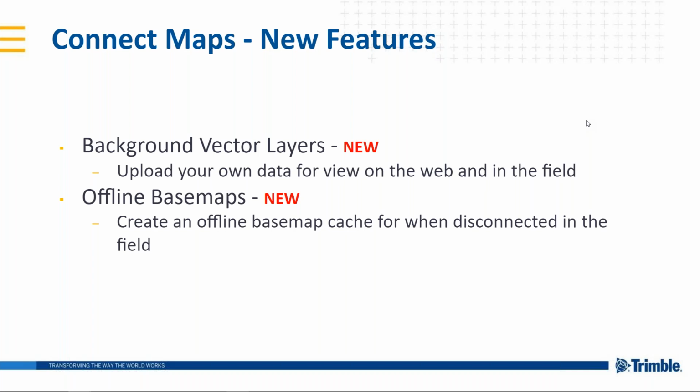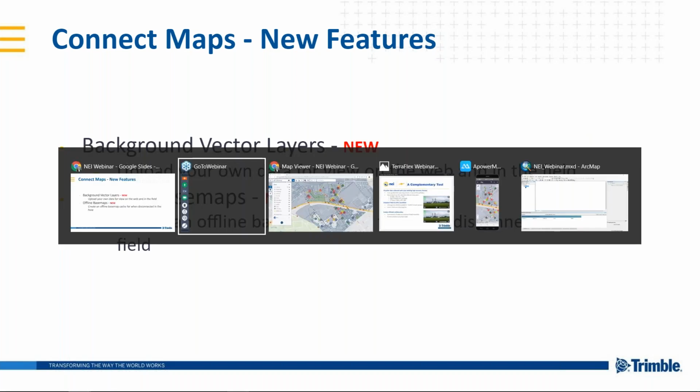In addition, we've also added the ability to clip out the standard base map, the street layer, as a base map, so that the field user can add that sort of context to their workflow. So the vector layers are your own custom uploaded data, and then the offline base maps are the standard ones that are offered through the Connect Maps interface.